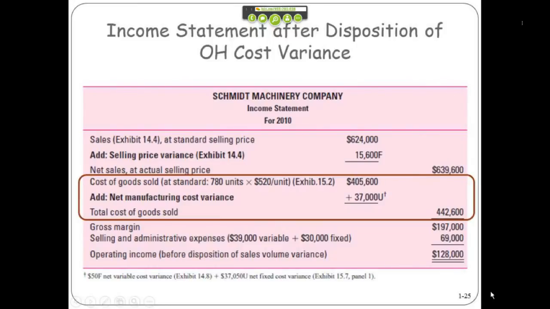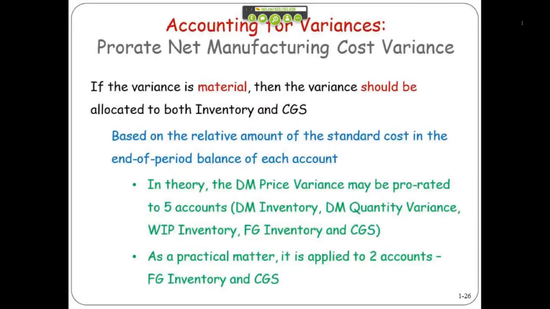So you could show, and should show, that variance analysis as a separate line, or at the minimum as a note. Or you would prorate it between your various inventory accounts and cost of goods sold based upon some formula that you choose. And here's where you could play it.